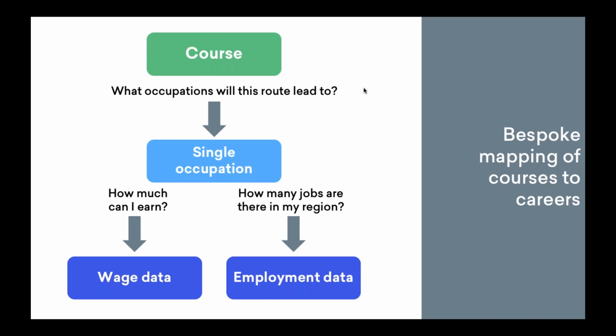So what we can do is have a look at a course, have a look at what occupations that route leads to, and from that occupation we can have a look at wage and employment data to answer questions such as how much can I earn as an accountant, for example, and how many jobs are there in my region. So what this allows the college to do is clearly demonstrate how they're linking curriculum learning to careers to meet the 4th benchmark.